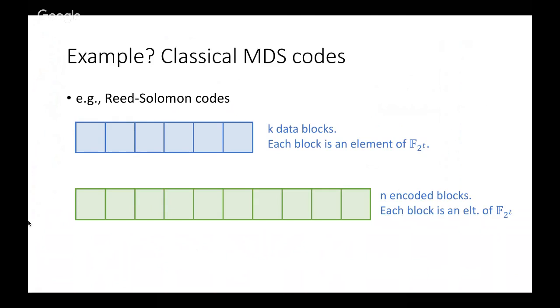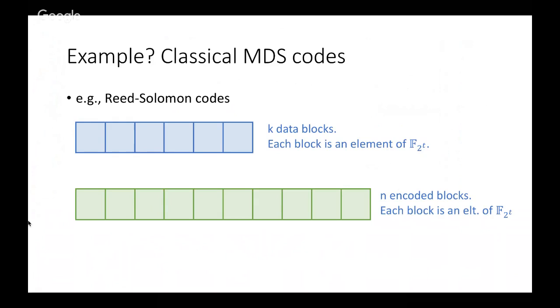So let's keep on going. So let's see if we can see an example of this. How did classical MDS codes do here? So for example, Reed-Solomon codes. I'm going to define these more later, but for now, this is just an MDS code like we defined on the previous slide. So I have k data blocks, they get encoded into n encoded blocks, and it has the property that any k encoded blocks can recover all of the data.